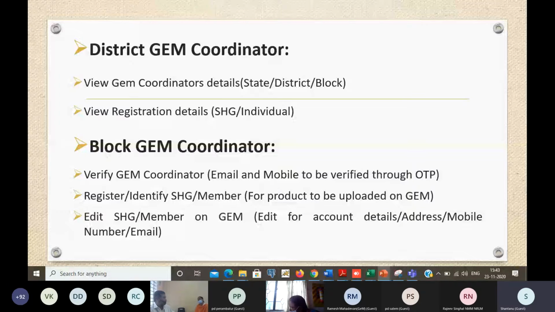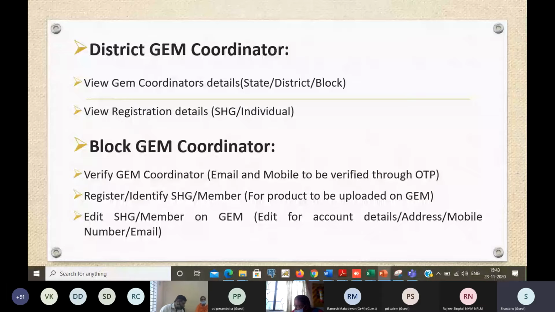In that identification process, we are also identifying the contact person name and contact numbers. On behalf of the group, the group leader, the president, the secretary or one of the members is the contact point for the GeM activities, meaning the sale of products, the receipt of orders and other things. The contact person needs to be added at the time of identification or registration of the SHG and members. So these are basically the activities to be done by the block GeM coordinators.